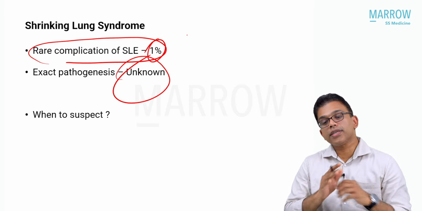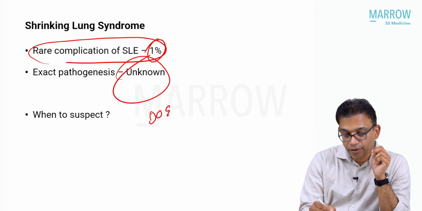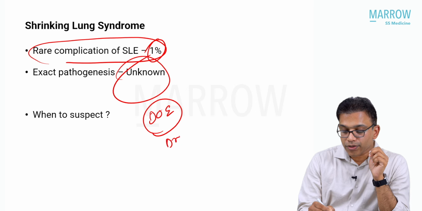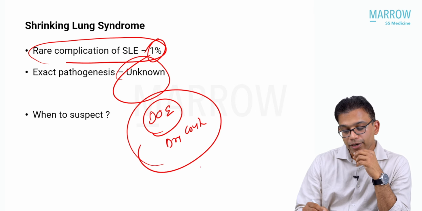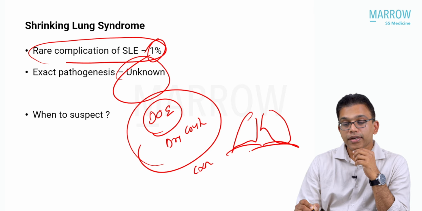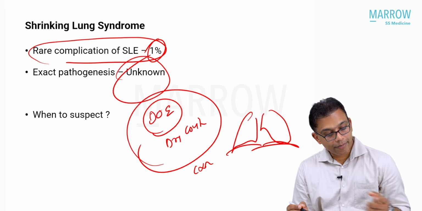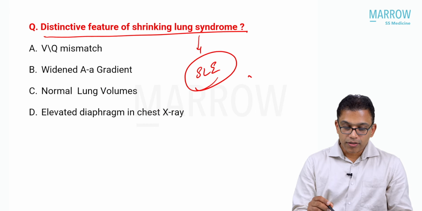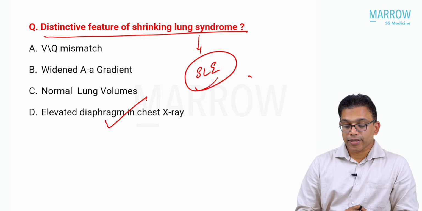What is the exact pathogenesis? It is still unknown. It should be suspected in a patient who is having dyspnea on exertion with or without dry cough, and on clinical examination, most of the time it will be normal. Chest x-ray will show bilaterally elevated hemidiaphragm also. The pleuritic pain can be there or it may not be there. It is characterized by an elevated diaphragm in chest x-ray.